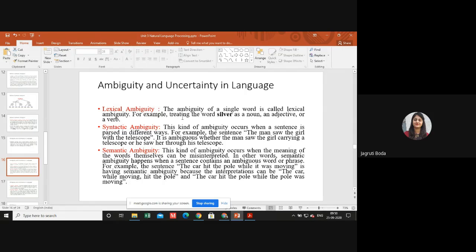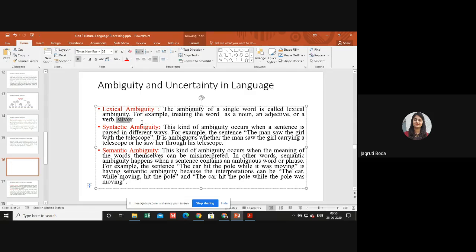For example, treating the word silver as a noun, an adjective or a verb means you write a sentence in which the one word is silver. So how can the system understand whether it is a noun, adjective or verb? So this is your lexical ambiguity.